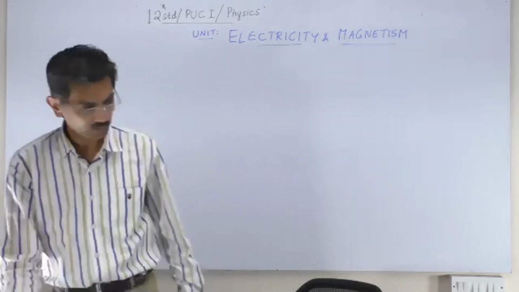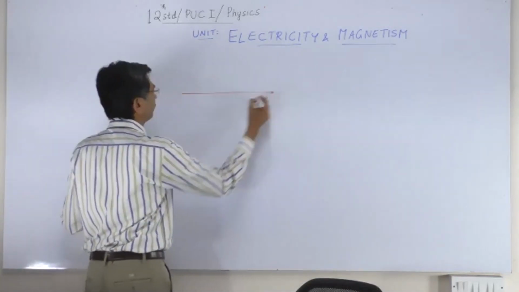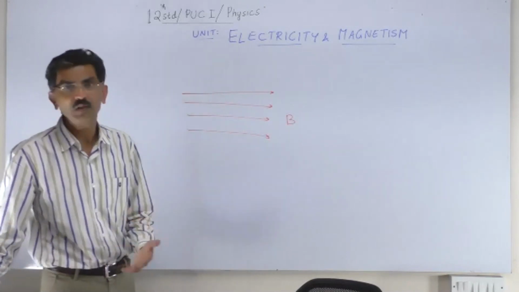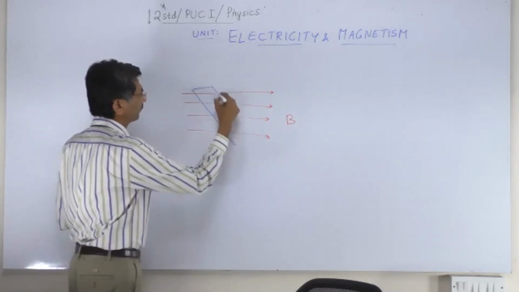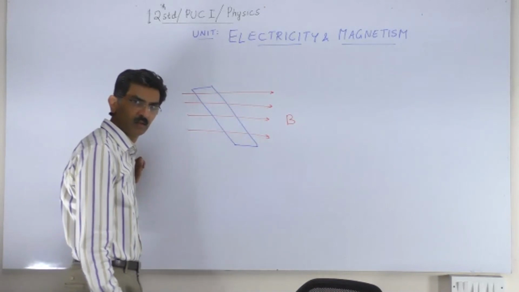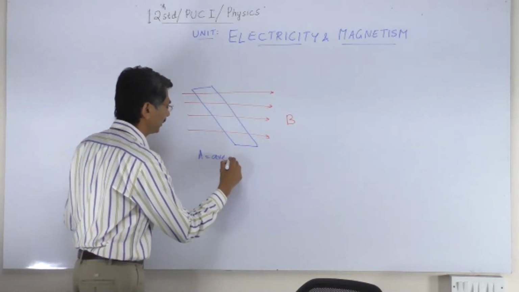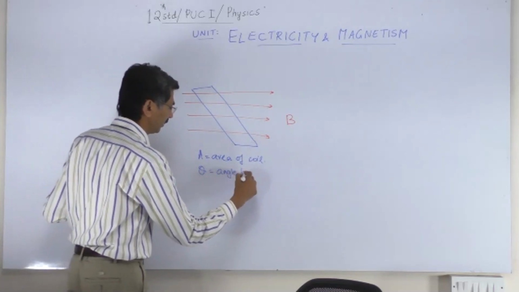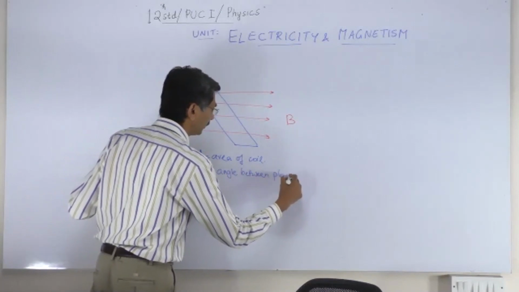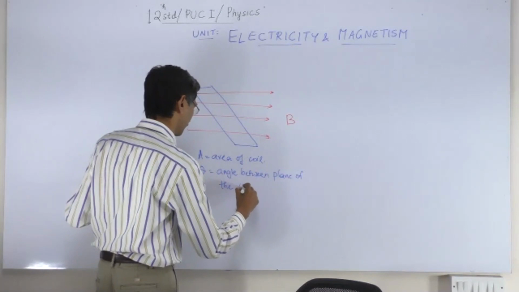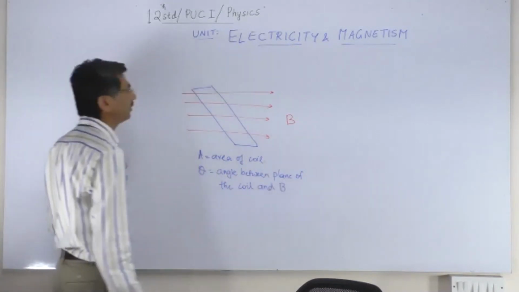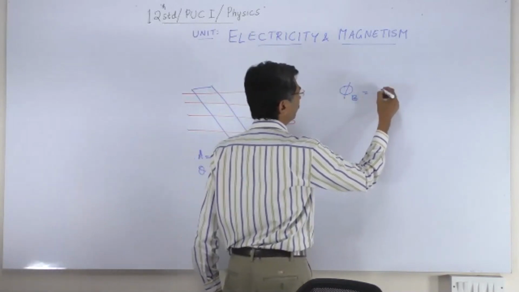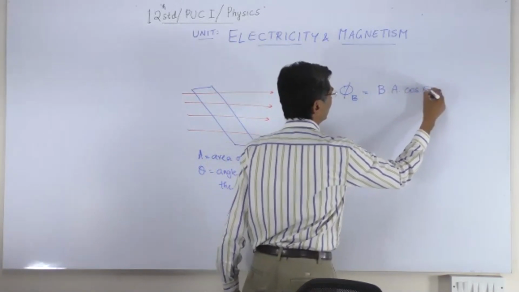So to go back to the board and look at our drawing once again. We have a uniform magnetic field illustrated by B. We had a coil which was at an angle theta with the magnetic field. The area is given by A, and theta is the angle between the plane of the coil and B, and B is our magnetic field. So we calculated earlier that the total magnetic flux happens to be B A cos theta.